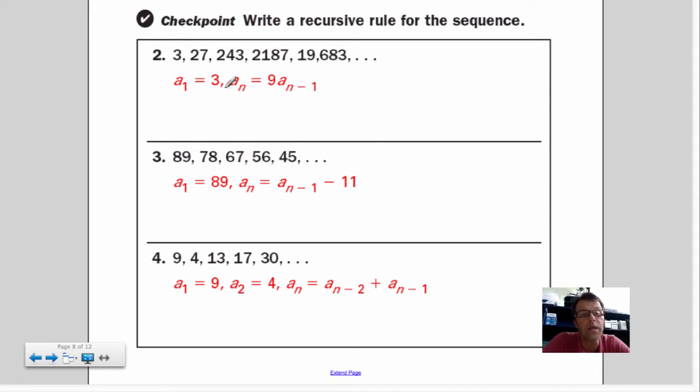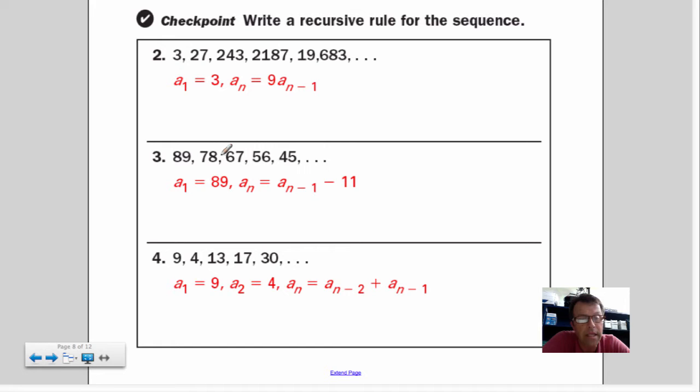So first one was geometric. Hopefully you recognize you're multiplying by 9. So you'd provide the first term, and notice they did a sub 1. You're allowed to. You could have written a sub 10. It's kind of weird, but as long as you give some starting point, you can figure out the next term.